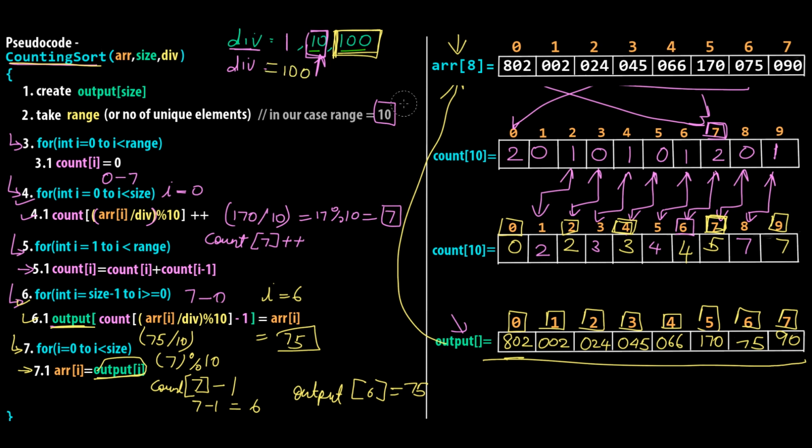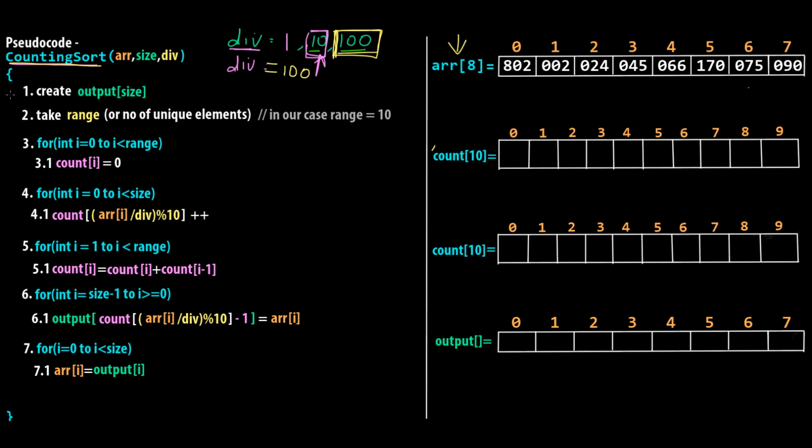Okay, so I'm quickly going to go through these steps also so that we don't leave out anything. Again, let's create the output array. We've created the output array. The range is obviously going to be 10. Create the count array with this range and initialize all the values to 0. Okay, so this is the third and the last time when counting sort is applied, where the div is 100. So we've done step 1, 2, 3.